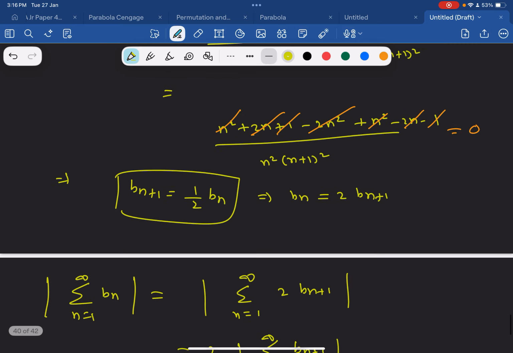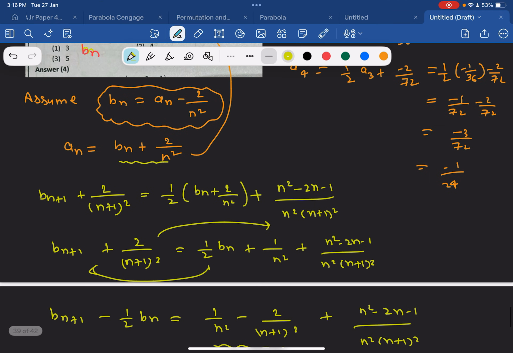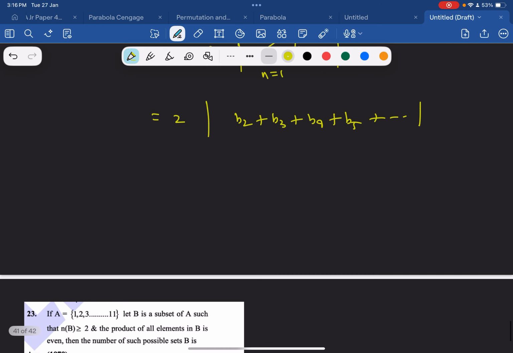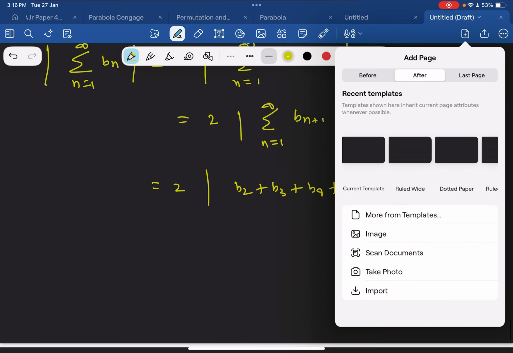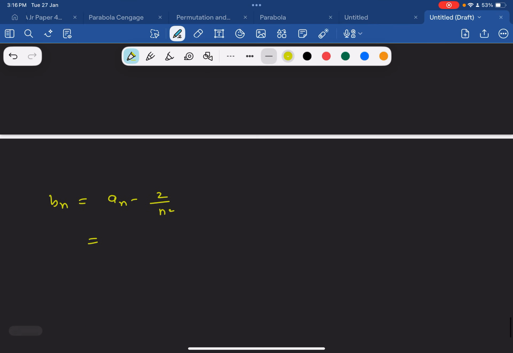Now the question is, what is the value of B1, B2, B3 and so on. So I guess from the first relation itself, Bn we have taken, we can find out here. Bn what we have taken? Bn we have taken as an minus 2 by n square, correct? So here B1 is not given, directly find B2. So what is the value of B2 we are going to get now?